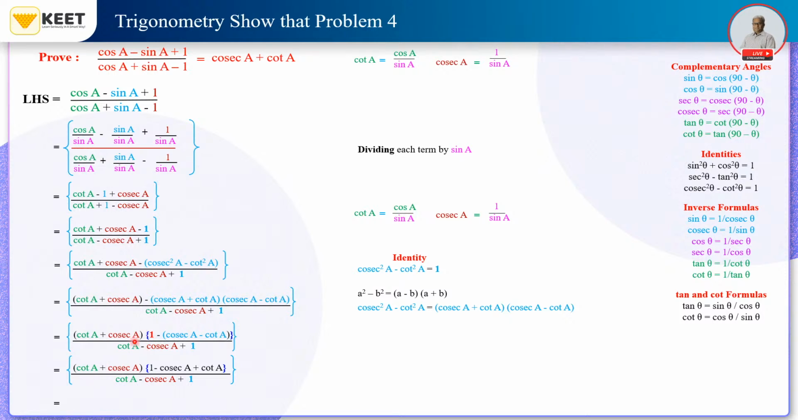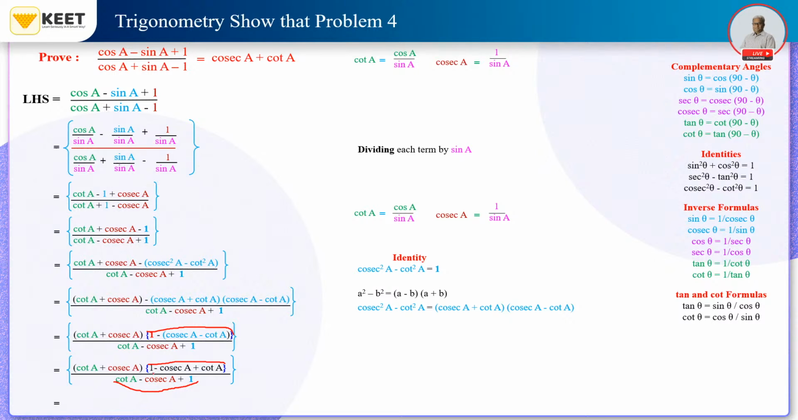Now inside this bracket, from this bracket to this bracket if you go, inside this bracket this minus 1 is kept as it is, 1 is kept as it is. The minus sign is multiplied inside the bracket and we get minus cosec A plus cot A. Fine. Now observe this bracket. On opening, you get here this part and then this part.